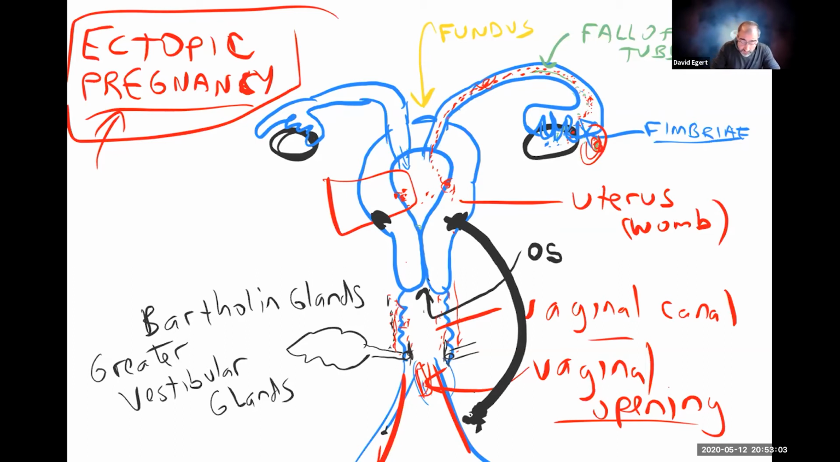The walls of the vagina are what kind of epithelium? Stratified squamous, obviously for friction. And there are folds. They call them rugae, just like in the stomach, because they are wrinkled up, but then they can stretch out.